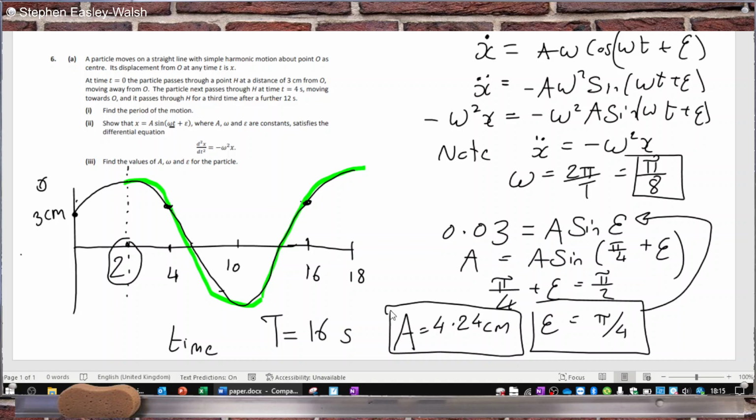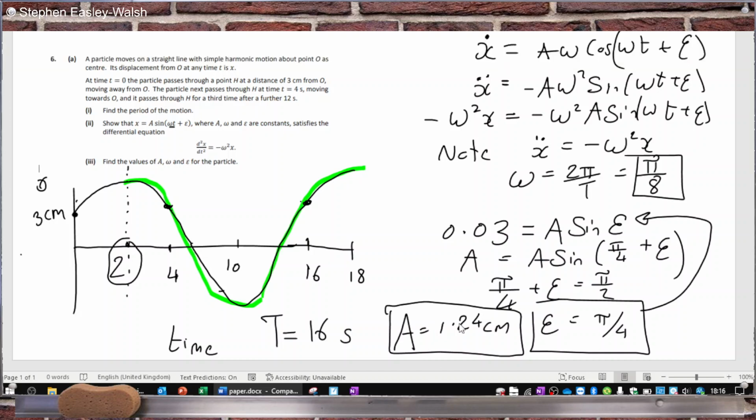4.24 times sin(pi over 8 multiplied by t plus the epsilon). Okay, so let's check. If I put in t as 0, I get 2.998. Yeah, so I get 3 centimeters. Okay, and then if I put in t as 4, I get 2.998. Yeah, great. And then if I put in 16, I get 2.998, yeah.